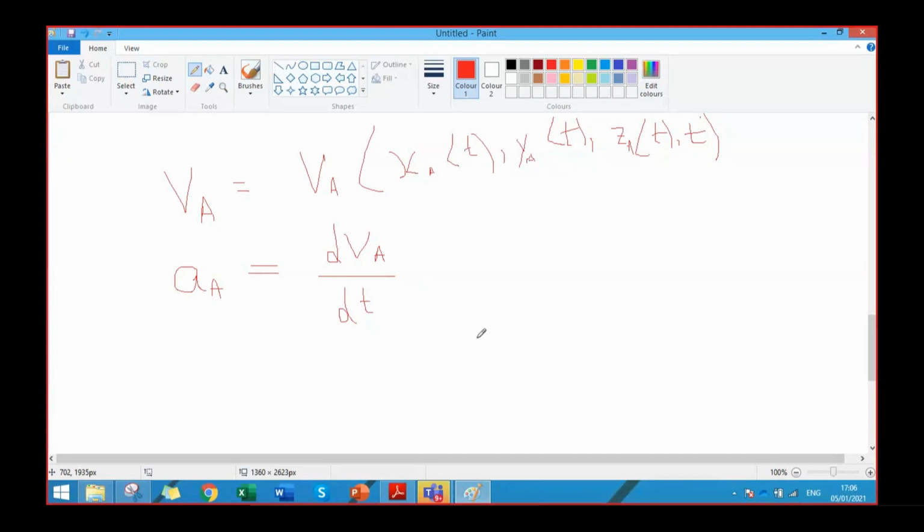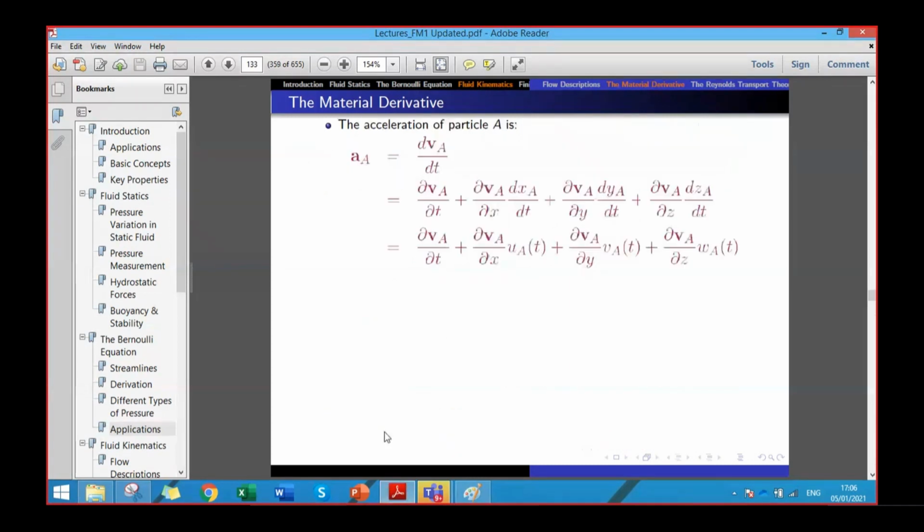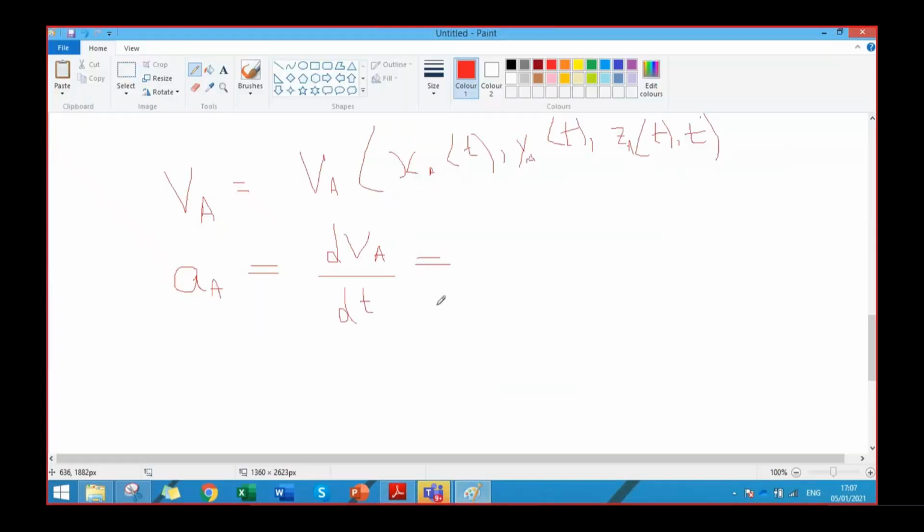Now this velocity is a function of location as well as time, and that location is further a function of time. So this derivative is not as simple as a simple derivative. Take the derivative of the velocity. When you take this derivative, what will happen? You will have to take the derivative of this V_A with respect to time and with respect to the location as well. Clear? So first we write that this velocity is dependent on time.